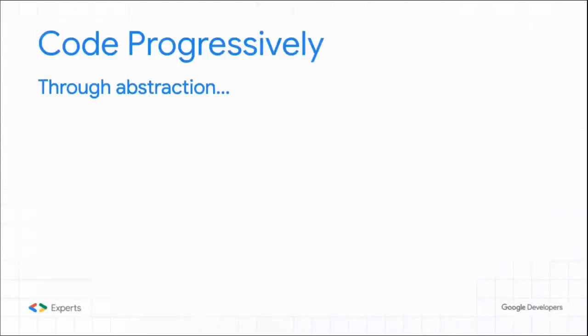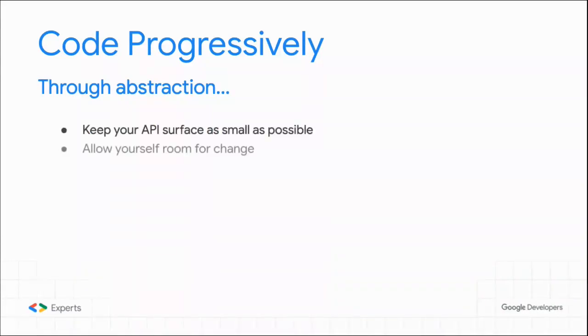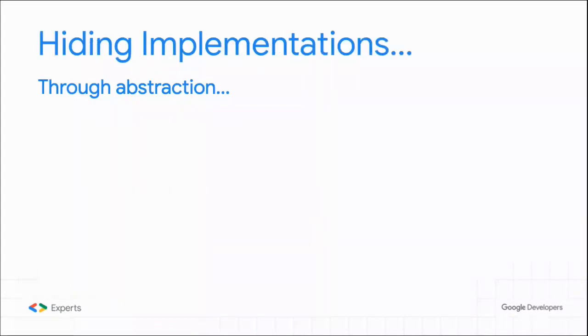So you want to code progressively through abstractions. You want to make sure there's enough of a buffer between your implementation and the API that you expose to your users or your consumers or your colleagues. So you keep your API surface as small as possible, and you allow yourself room for change. Try not to expose behavior in the implementation, and try to keep your cards close to your chest. So how does one go about hiding implementations through abstractions?